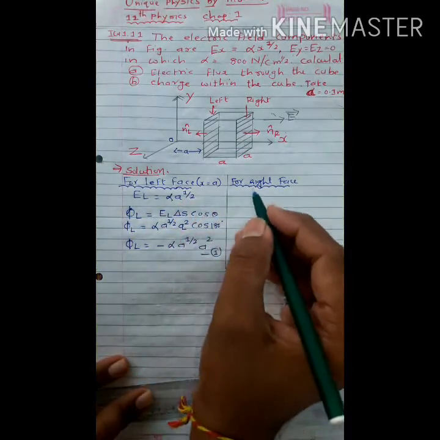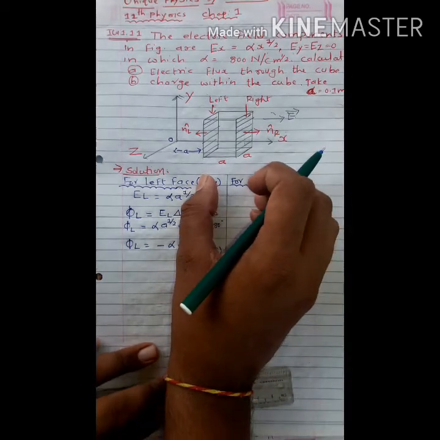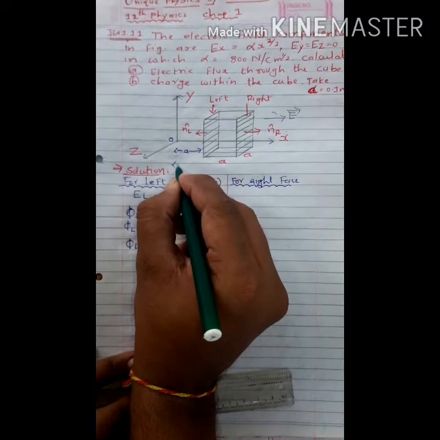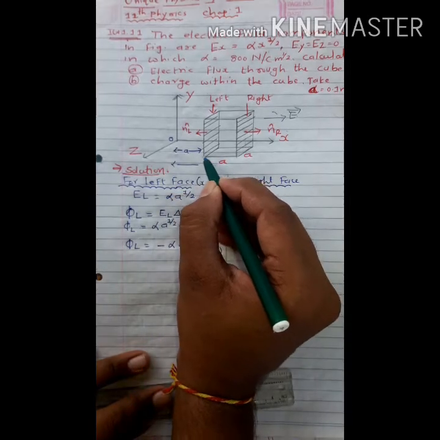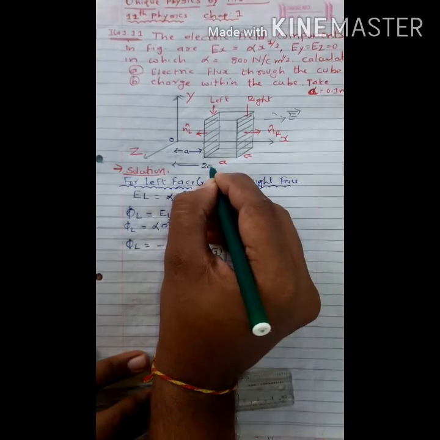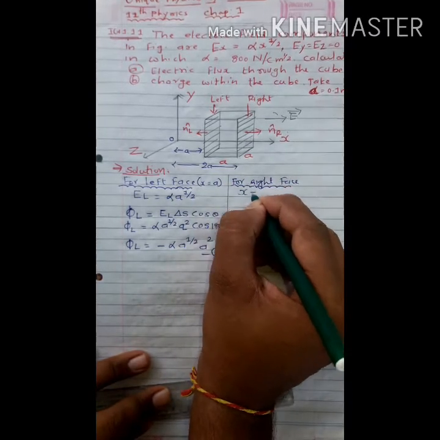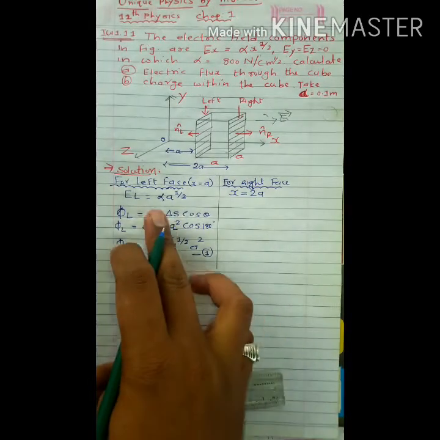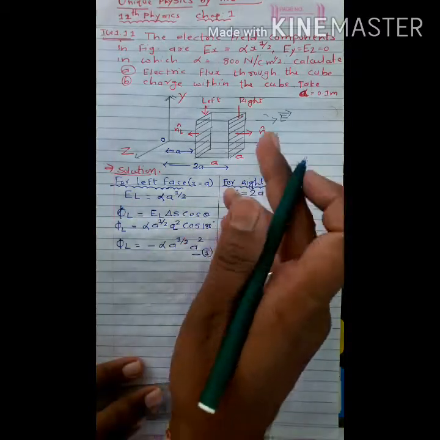The same equation we can derive for the right face, but see this figure very carefully. For the right face, here we consider the total distance. This distance is a and this distance is a, so the total distance is a plus a, 2a. So for the right face we use x is equal to 2a. Now again here we will use the equation of electric field for the right face.